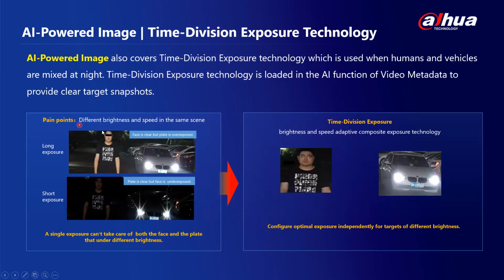The different brightness and the speed at the same time becomes a challenge, to make the camera capture clearer details. So in this case, we have the long exposures here with the different short exposures over the different scenes that we have. So the face is clearer, but the plate is overexposed. Cannot see the plate much clearer. In this case here, the plate is clearer, but the face is underexposed.